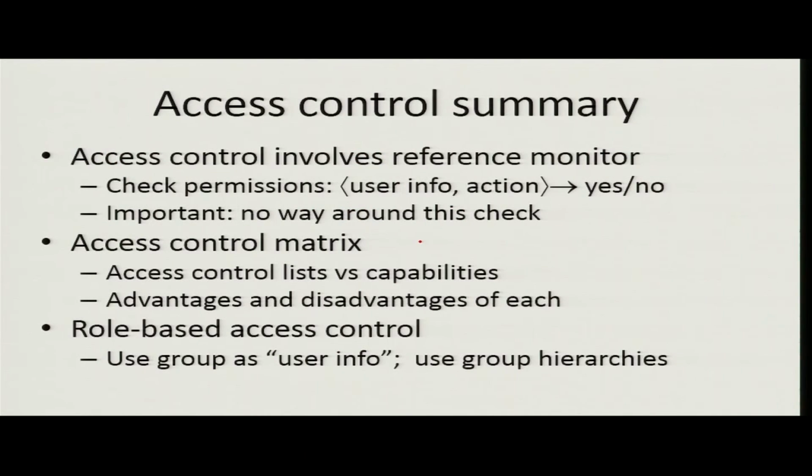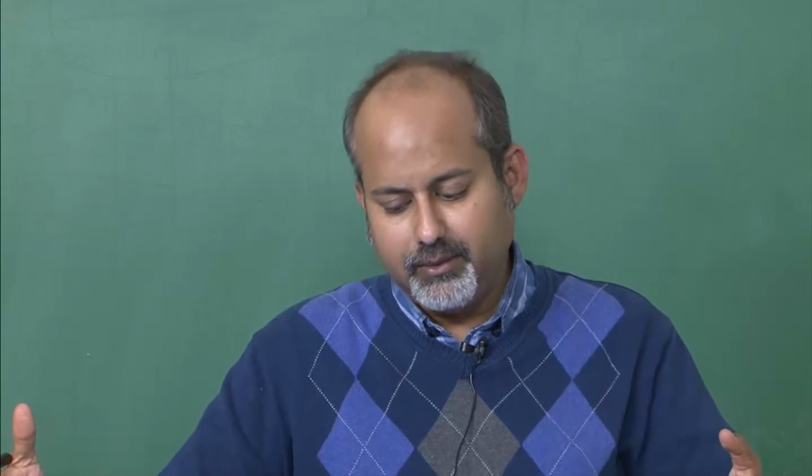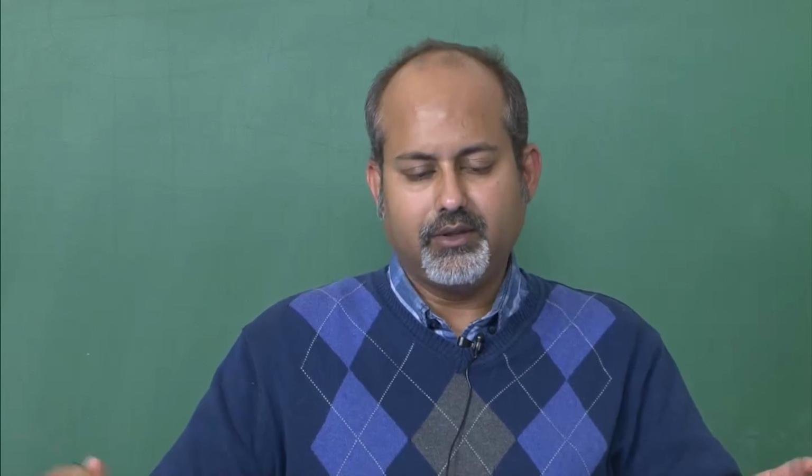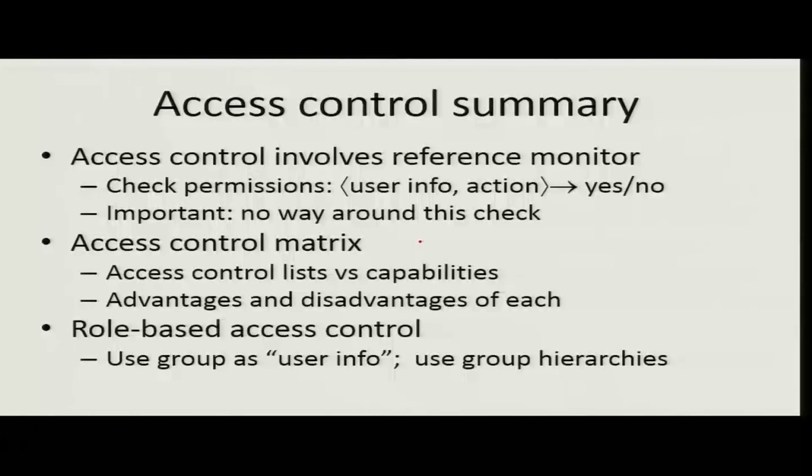So, a summary of access control. It involves a reference monitor, which checks the permission. A reference monitor could be some other process, or can be done by some system call. It checks the permission of the user information and the action against the resource and says yes or no, and there is no way around this check. If it gets there, it has to go through this.